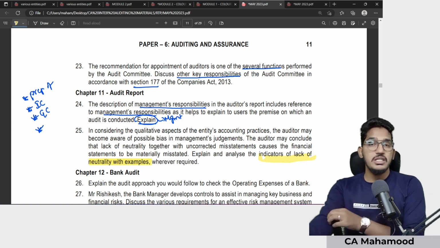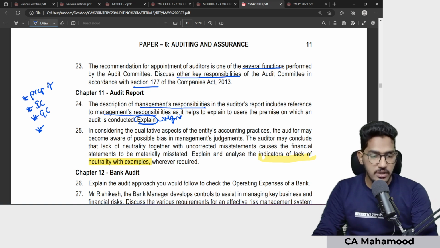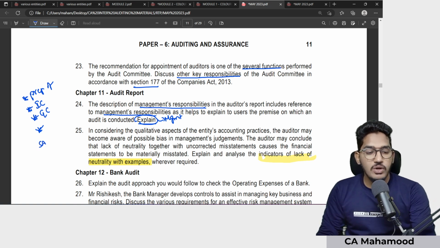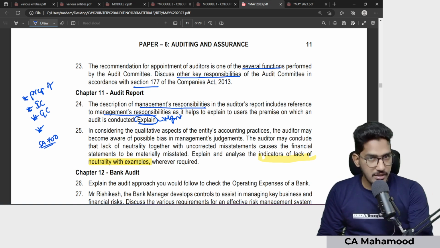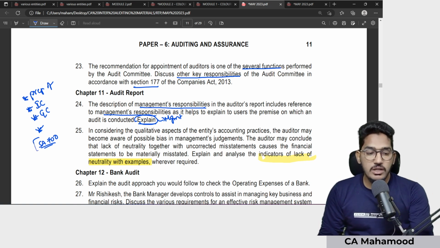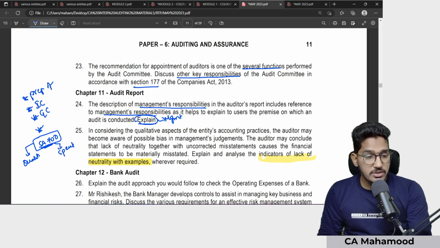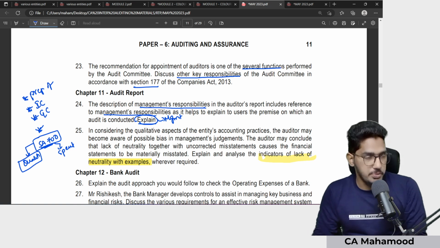Nothing but this question is also from SA 700, and specifically they are asking you about qualitative aspects. So in SA 700, as we have seen, while conducting the audit, the auditor needs to do two kinds of evaluation. One is qualitative aspects evaluation and the other one is specific evaluations. So now the question is all about this qualitative aspects evaluation.